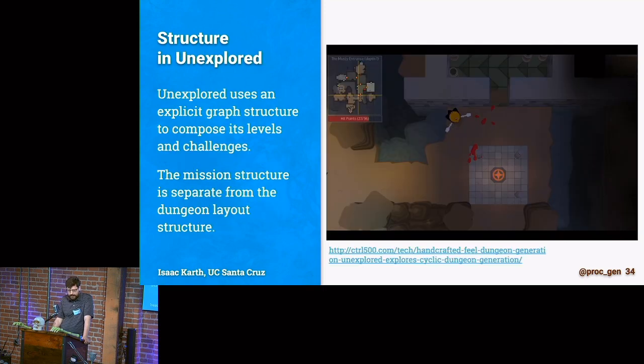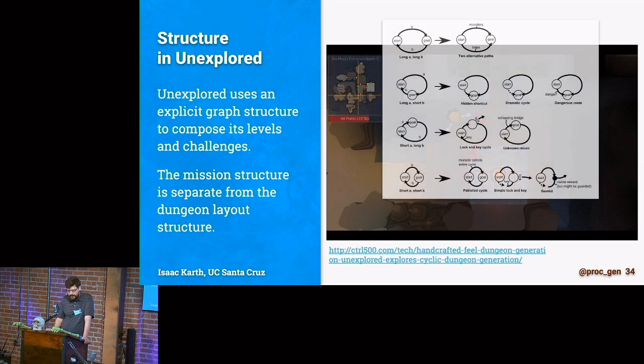Unexplored, on the other hand, rather than having the rules implicitly in the tiles it places down, uses a mission structure that gives you a graph separate from the dungeon layout. So there's another hidden system here for the player to discover.